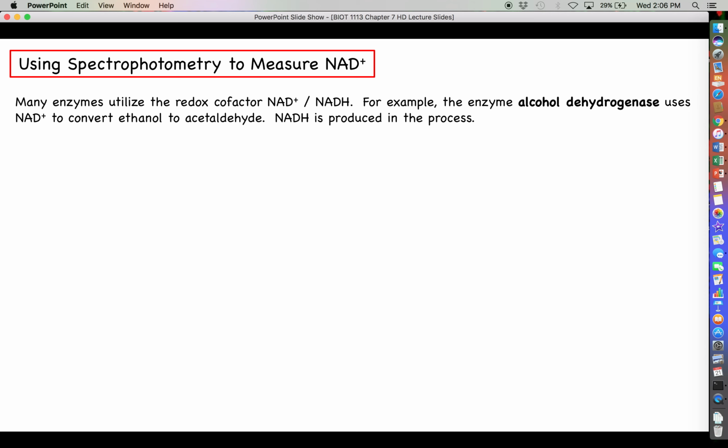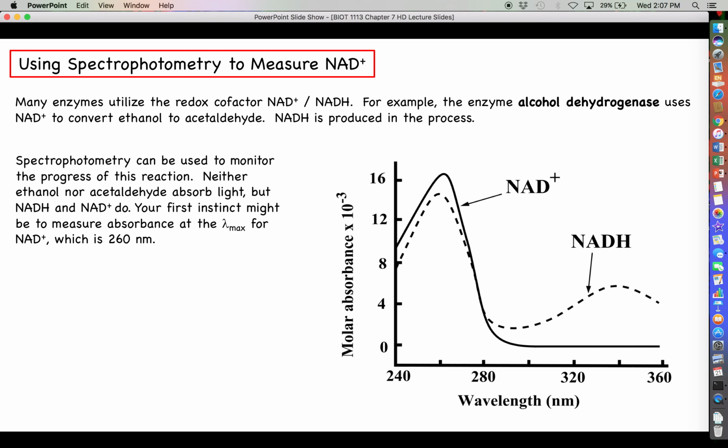In order to catalyze this reaction, alcohol dehydrogenase, the enzyme, needs the cofactor NAD+. As it catalyzes the reaction, NAD+ is reduced to NADH. So not only do we produce acetaldehyde in the process, we also produce NADH. We can use spectrophotometry to monitor the progress of this reaction. Now, it has nothing to do with ethanol or acetaldehyde. Those are clear and colorless, and they therefore do not absorb light, so we can't use spectrophotometry to look at things that don't absorb light.